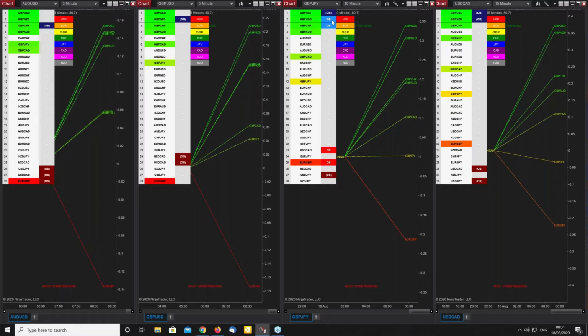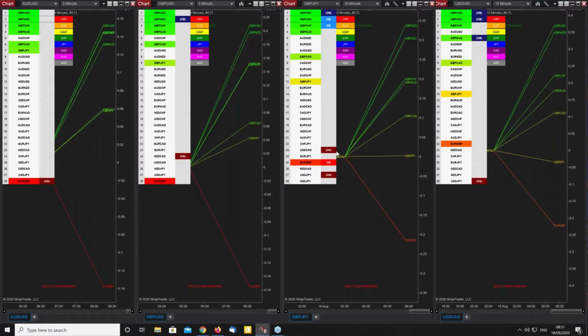It's an alarm, if you like, to say, go and check out this pair, have a look at the chart, see what it's telling you. Is this pair a potential opportunity for a reversal? And equally down at the bottom, you've got euro pound potentially setting up into an oversold situation. These others are getting to that sort of condition.